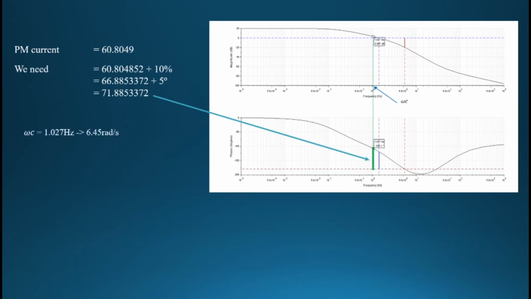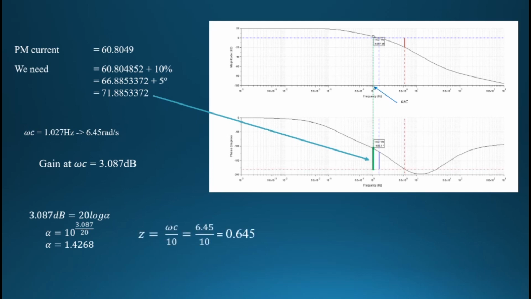Since Scilab is showing it in frequency, we have to convert them into radian per second. From here, we are able to find the gain and the new gain crossover frequency. Using this value, we can now find the value of alpha from 20 log alpha equals the gain at the new gain crossover frequency. Set zero a decade below the new gain crossover frequency.